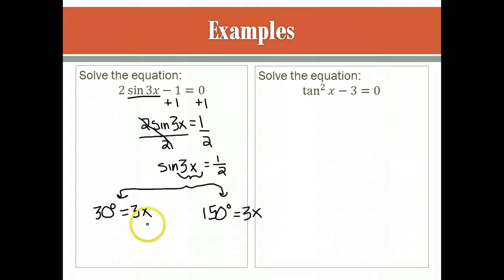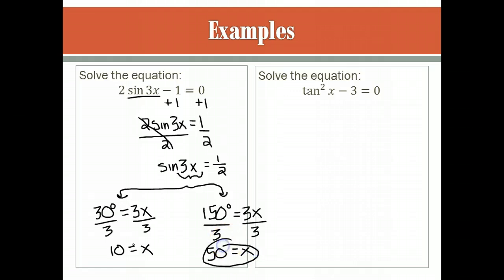But in this case, if we're trying to solve for x, we need to go ahead and do one more step to isolate it, and that would be to divide both sides by 3. And so over here we would have 10 is equal to x, and over here we would have 50 is equal to x. So this equation has 2 solutions. Let's go ahead and try another one.